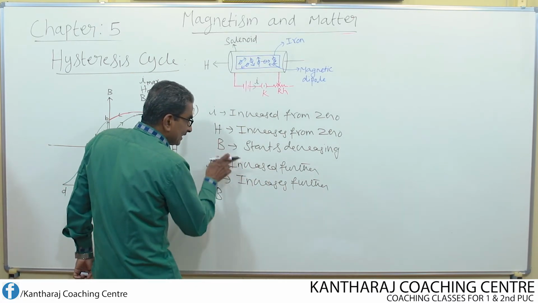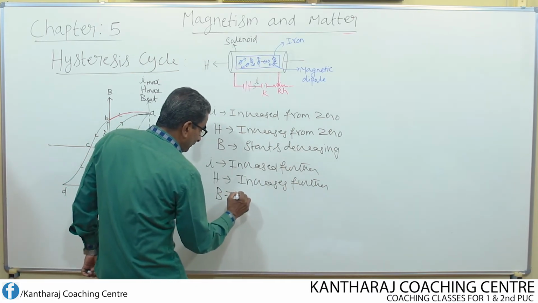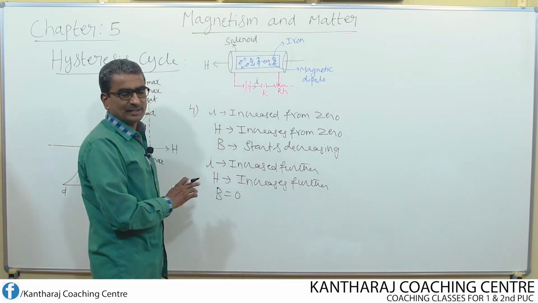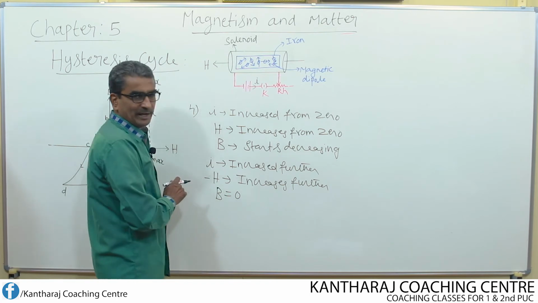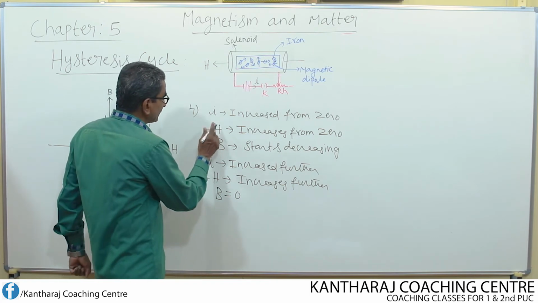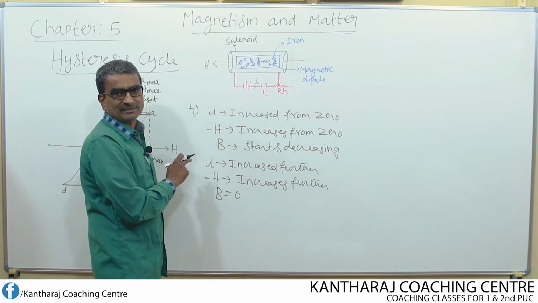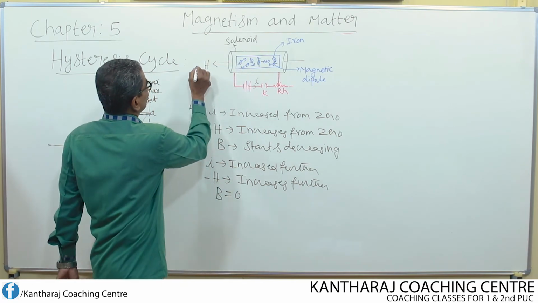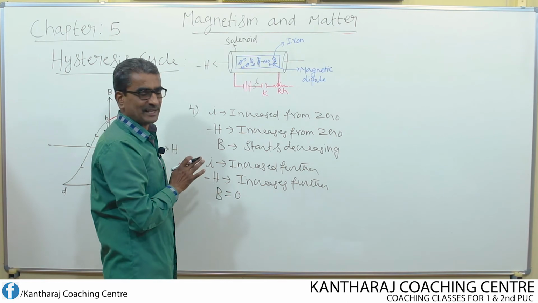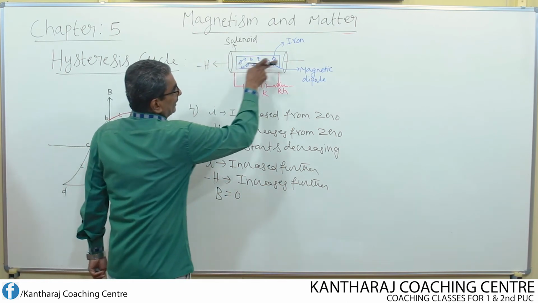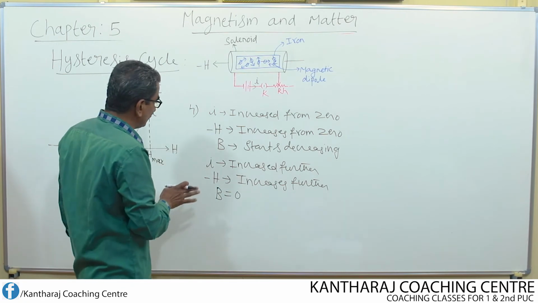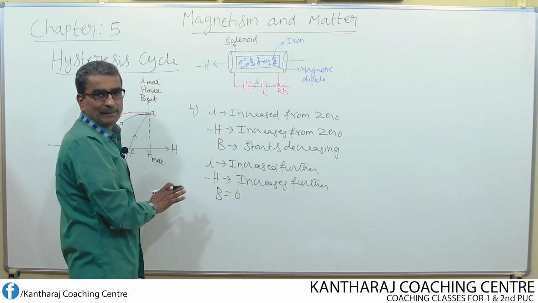Now B continues to decrease and B becomes equal to 0 for some value of H. Remember, this is negative H. Why? Because we have reversed the current. So if we reverse the current, the H direction also reverses. I consider this as minus H. So H in one direction is taken as positive, H in the opposite direction is taken as negative. See, this is what is going to happen.